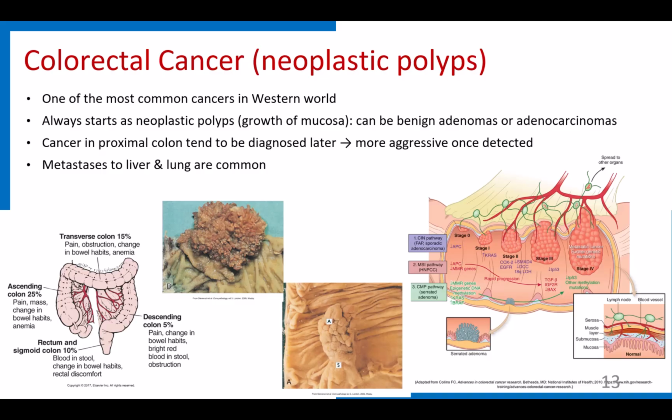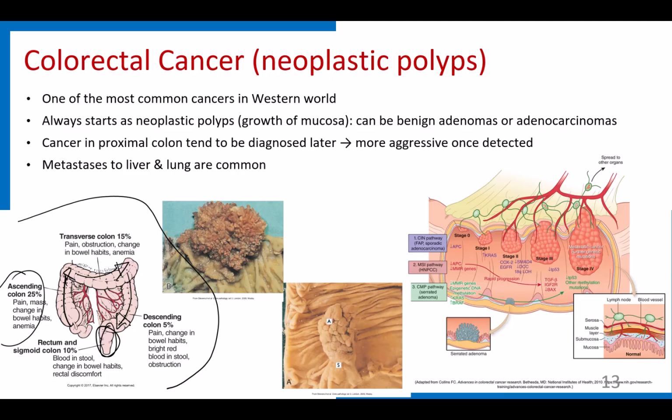Last thing is that the last condition is cancer of the colon and rectal area. So colorectal cancer. And so what you have over here, down here, is just an incidence of where these are commonly found. So 25% in the ascending colon, 15% in the transverse, 5% in the descending, and then 10% in the rectum and sigmoid colon area. So colorectal cancer is one of the most common cancers in the world.